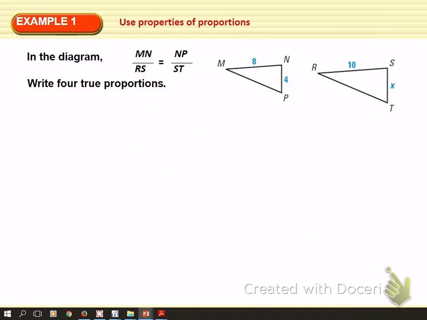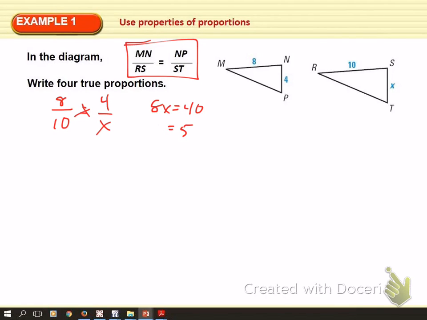So, to get an idea of how we need to set up our proportions to solve for what we need, we first need to understand that proportions are very flexible. In this diagram, we know the ratio of MN to RS, so if we compare the length of MN, which is 8, to the length of RS, which is 10, that's going to be equal to comparing the length of NP, which is 4, to the length of ST, which is x. If we wanted to find the length of ST, no problem. We can just cross multiply and solve.